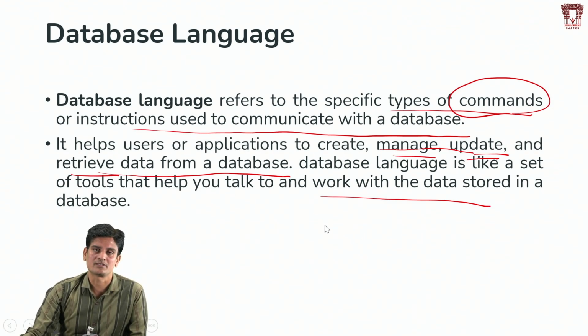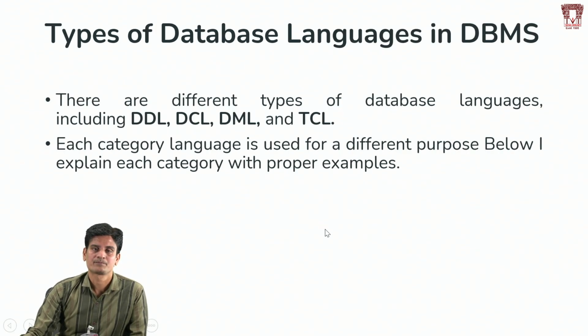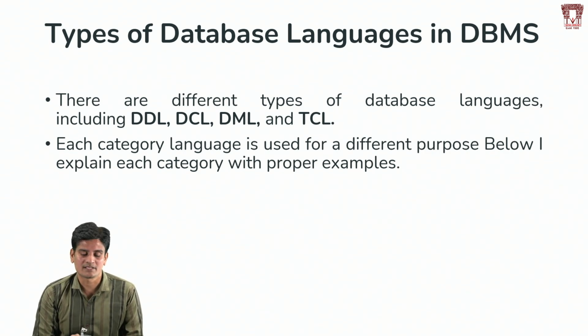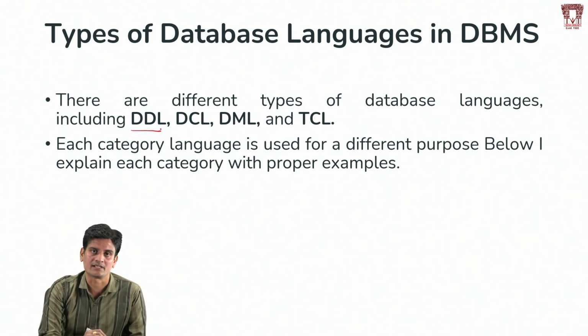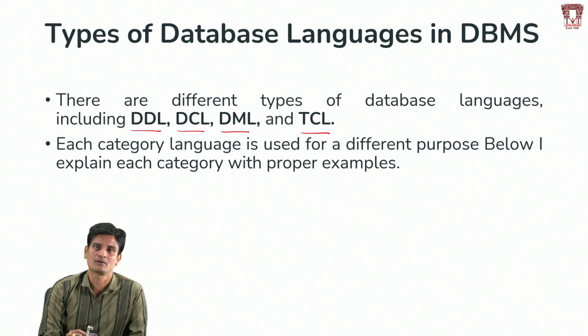These are the types of database languages in DBMS. There are 4 categories. The first one is DDL, which stands for data definition language; DCL, data control language; DML, data manipulation language; and TCL, transaction control language. These 4 categories help users to retrieve the data or perform actions in an appropriate time. Each category of the language is used for a different purpose.